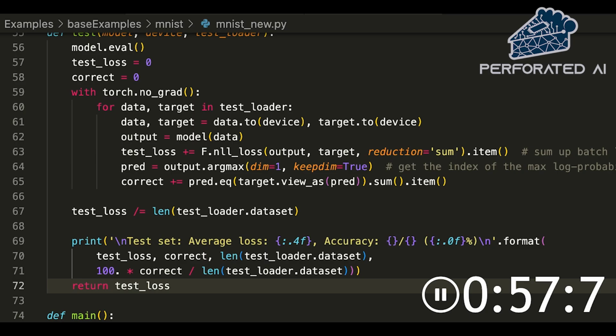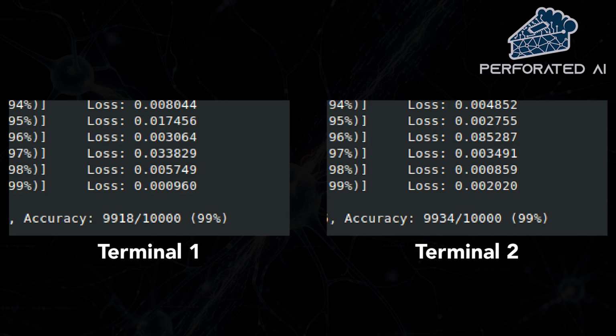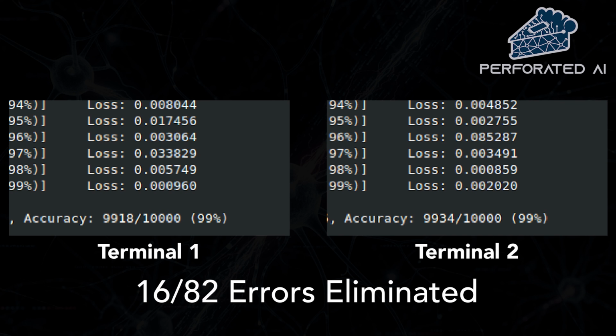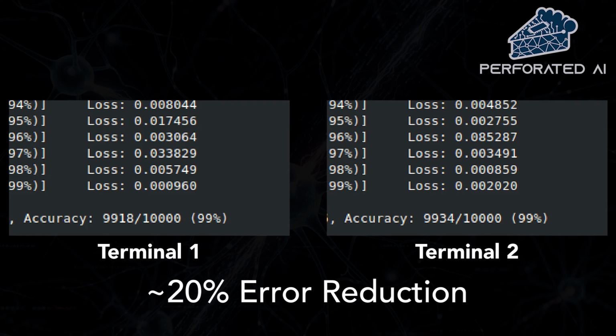Obviously, we're not going to have a recording of the full training being run, but we do have these two terminals open where we did that earlier. In the first terminal, you can see the baseline that gets 9918 out of 10,000 correct. In the second terminal, after dendritic optimization, the new number is 9934. Looking at mistakes, that means we eliminated 16 out of 82 total incorrect answers. That's a reduction in error of about 20%. Not bad for 57 seconds of coding.